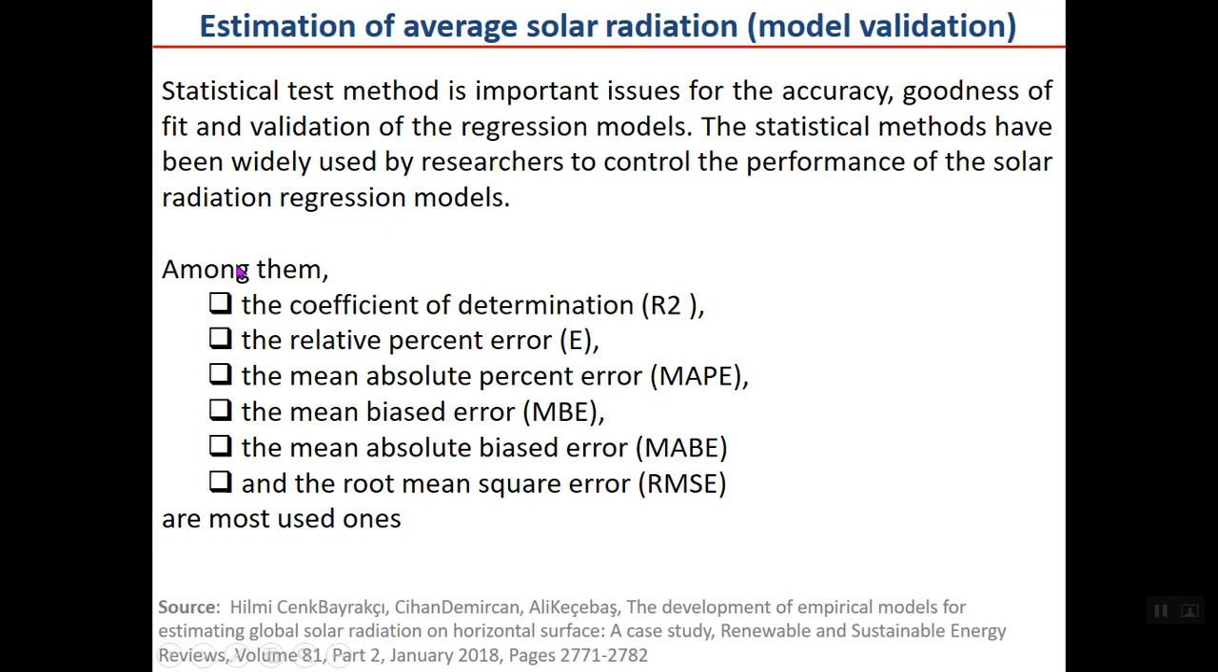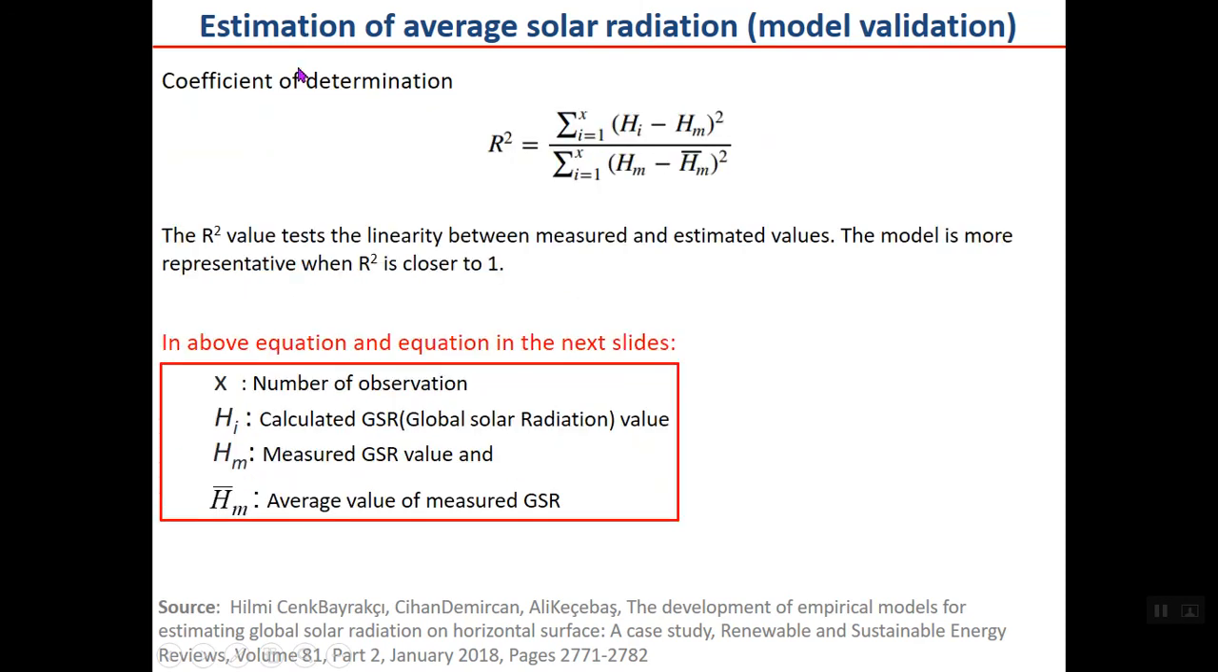Among different statistical models, I explained and presented the formulas for different ones, as you can see here. The first very important one is the coefficient of determination, which is shown here. It can be shown by the difference between Hi, which is the calculated solar radiation, by calculated, it means calculation by the formula, minus Hm, which is the measured value, to the power of 2, over Hm, the measured value, minus the Hm bar, which is the average value of the measured value.